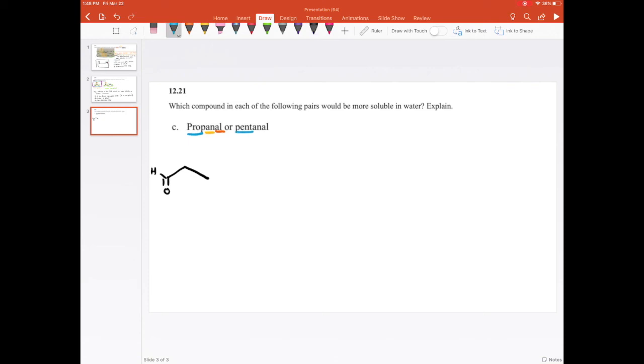We do the same thing. Pent means 5 carbons, so we've got 1, 2, 3, 4, 5. The infix is AN, so all single bonds between those. The suffix is AL, so again, we have that double bond to oxygen, single bond to hydrogen on the first carbon. So there's propanal and pentanal. Now I'm going to circle all the bonds that include nitrogen, oxygen, or fluorine. Those are the polar bonds. So that's this one and this one.